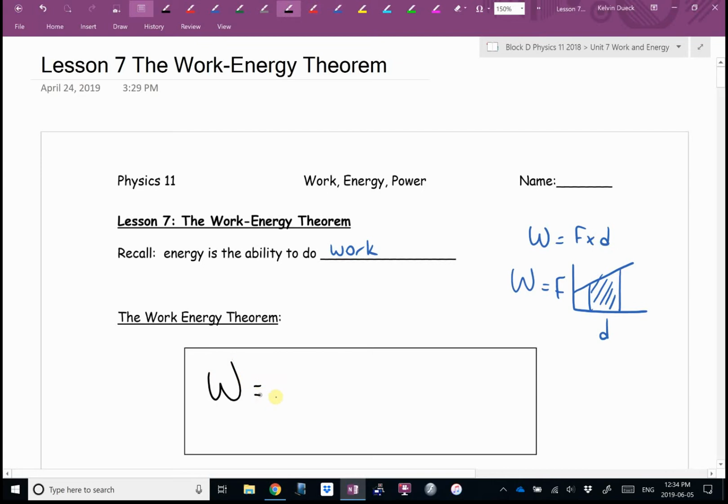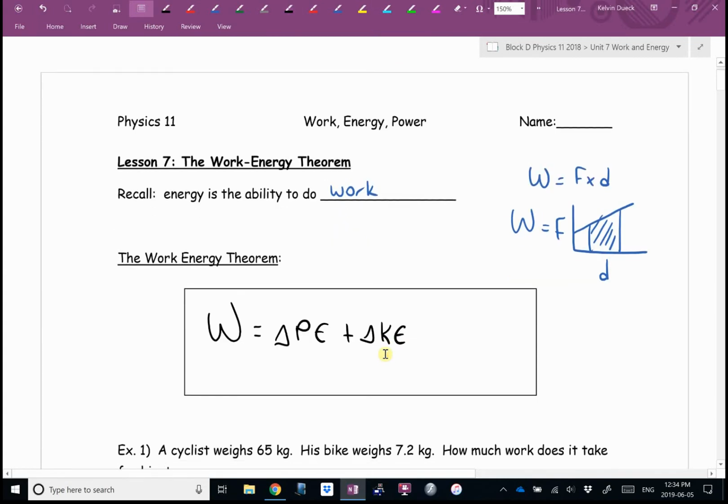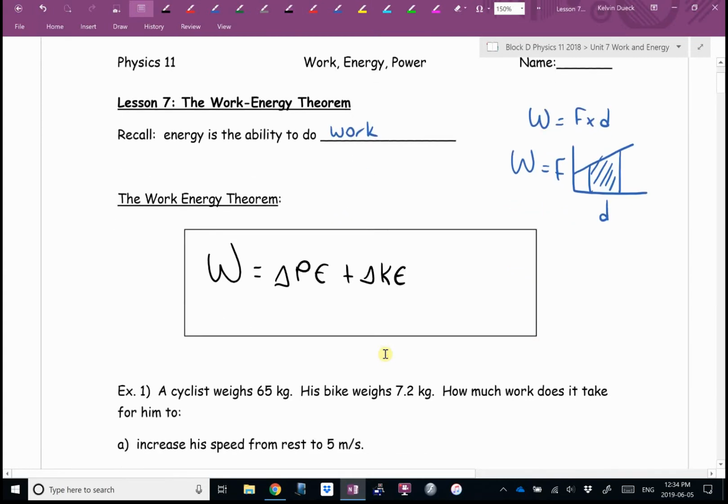work equals delta PE plus delta KE. Triangle PE plus triangle KE. What does that mean? The triangle, the delta. And so that's going to be final minus initial.